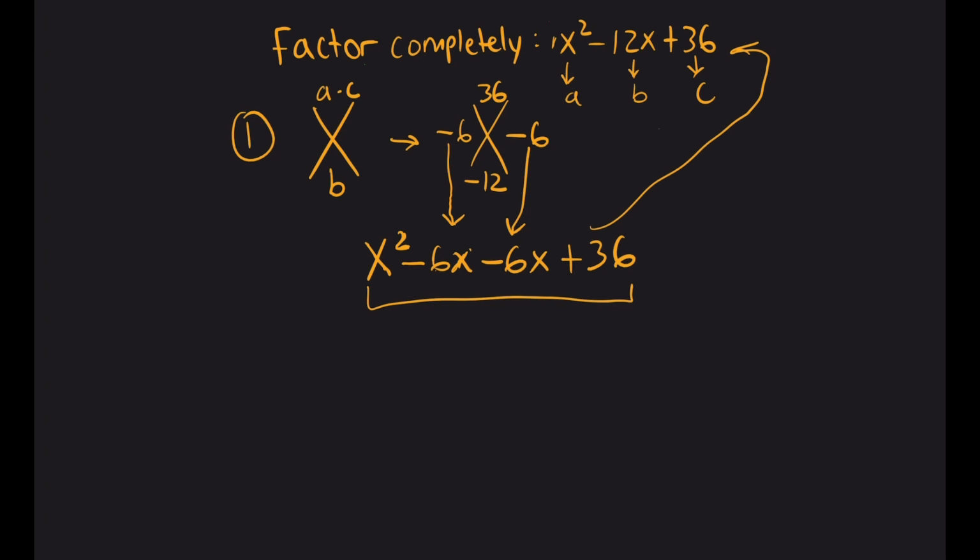So now with that, we're gonna have to factor this, right? So I'm gonna group the x squared minus 6x, and I'm gonna add the negative 6x plus 36. All right, so this is exactly the same. I'm just gonna now factor each side.